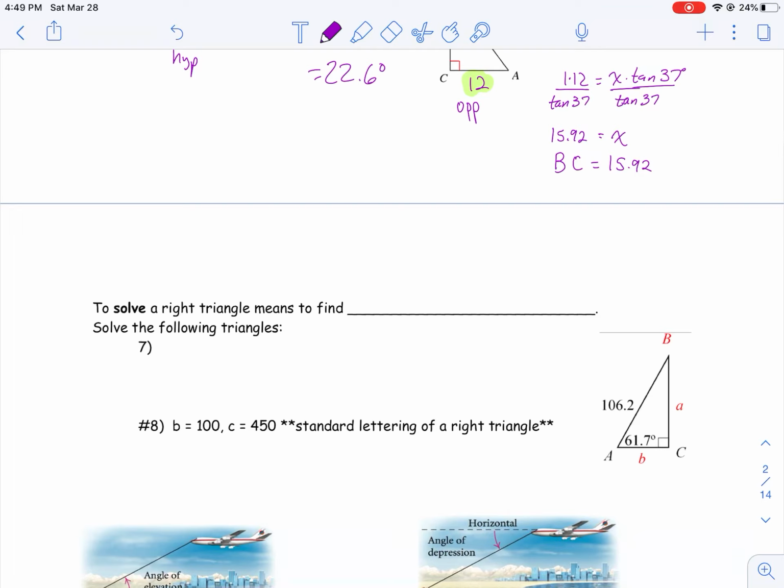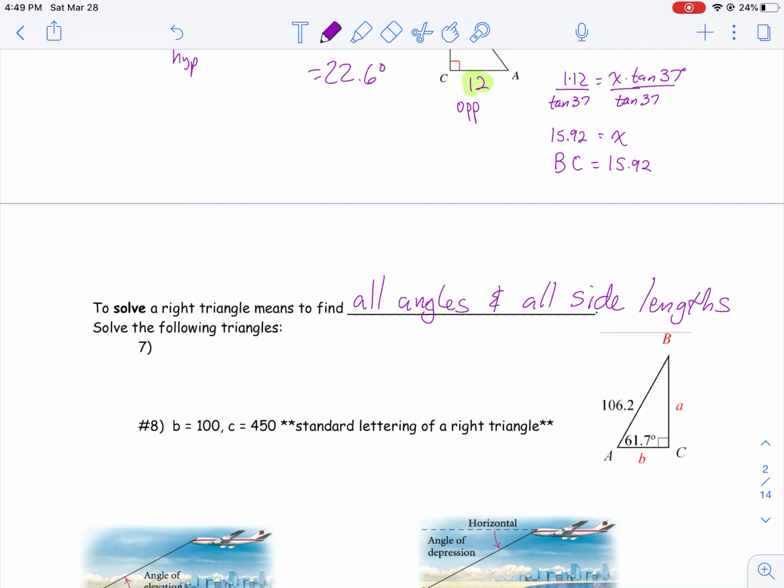All right. We're going to take a look here at solving a right triangle. What does it mean to solve a right triangle? It just means to find all angles and all side lengths.